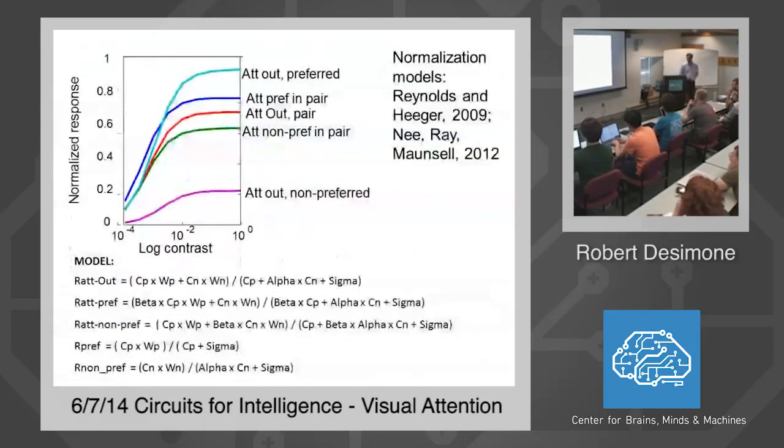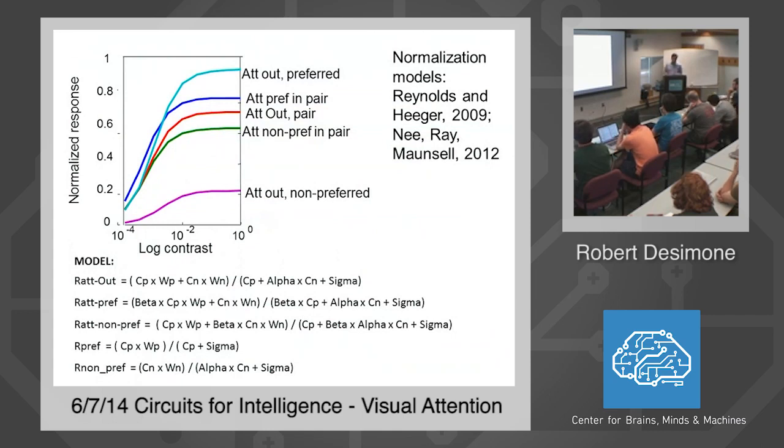And now you'll see in the literature there's a number of other models. There's a more recent one from Reynolds and Heeger, which I'll talk about in just a moment, but also from the lab of John Maunsell. And Tomaso Poggio has a soft max model, which has a normalization component to it. All these normalization models, as it turns out, have similar behavior. And so the field has converged on this basic idea of normalization.